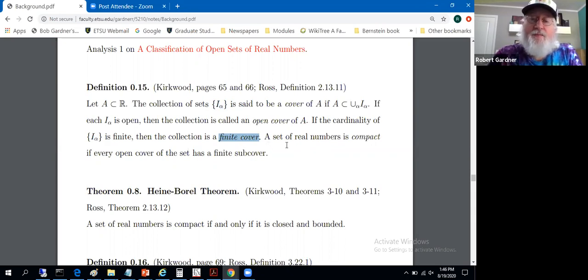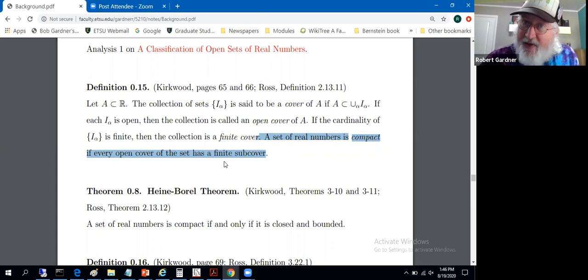A we're interested in. A set of real numbers is compact if, by definition, every open cover of the set has a finite subcover. So I'm interested in covering sets of real numbers with open sets and whether or not they have finite subcovers. So for a compact set, I can cover it with an arbitrary collection of open sets, and I can throw out all but a finite number of them and still have an open cover. That's a property of compact sets because that's the definition of compact sets.